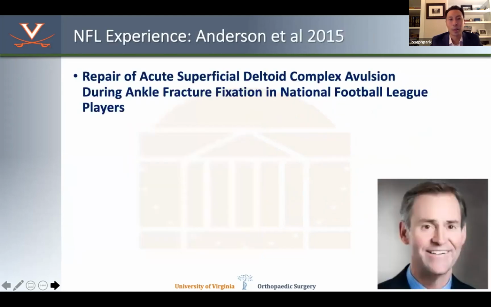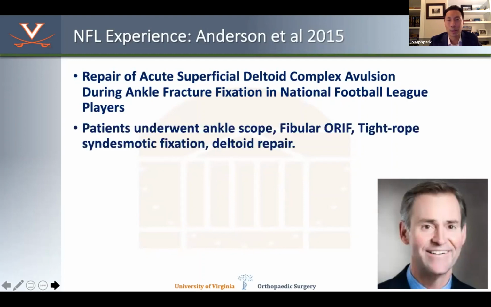My mentor and colleague, Dr. Bob Anderson, who, long story short, was in Charlotte, acted as a huge mentor for me and helped me early on in my career. But essentially, Dr. Anderson is the foot and ankle surgeon. If anybody in the NFL or NBA is having surgery, there's a very high probability it's Dr. Anderson or one of my other mentors, but it's very humbling to have had mentorship like Dr. Anderson's. But nevertheless, he looked at these similar types of injuries that were sustained in the NFL.